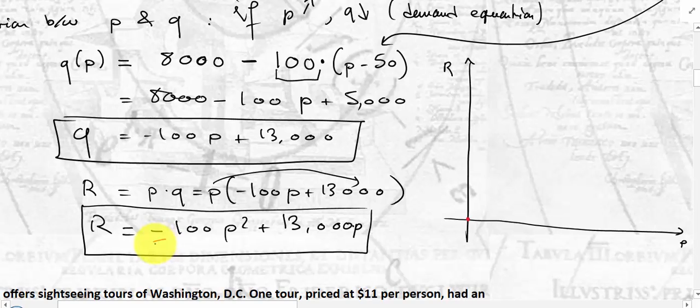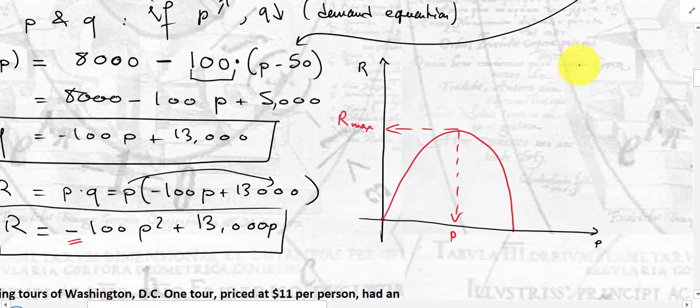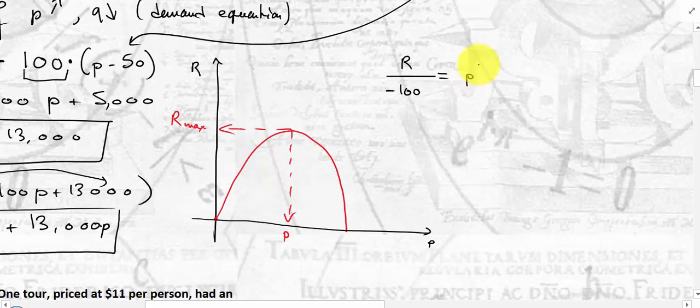And the parabola is concave down. It's concave down like this, right? So there will be a price that will maximize the revenue, okay? There will be a price that will maximize the revenue. We just need to find it, so let's go fetch it right now. I'm gonna complete my square. I'll do it right here. So R divided by negative 100 equals P squared minus 130P, right? Okay, so let's complete the square right now.